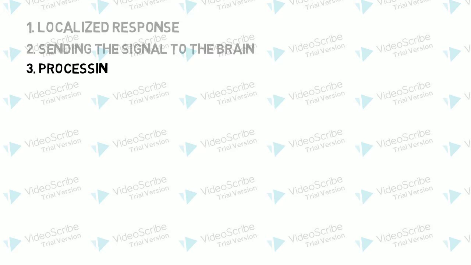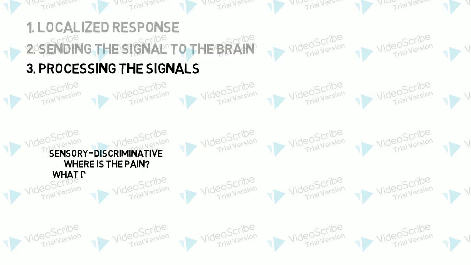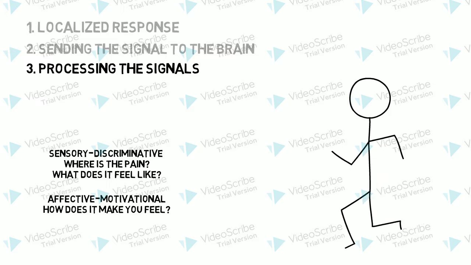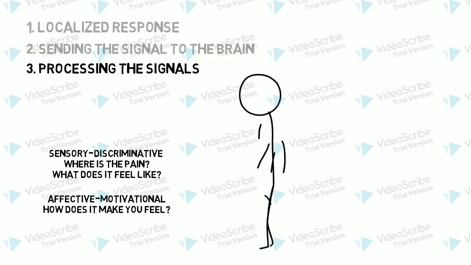Okay, so the last step is actually the brain processing this information. And this occurs in multiple ways. There's a sensory discriminative process, and that basically means that it identifies where the pain's occurring and what type of pain has just happened. And then another major component is the affective motivational pathway, which involves activation of multiple regions of the brain that help you decide how you're going to process the pain or respond to it.